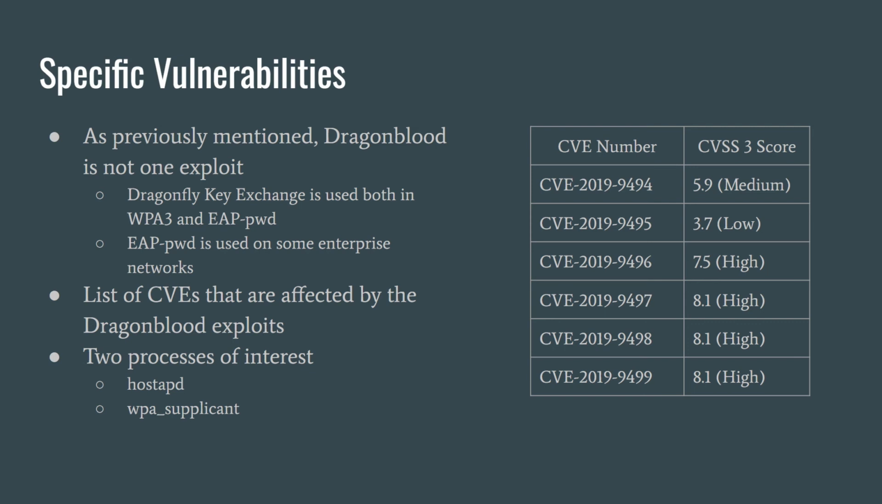And most of these exploits really focus on two processes, the host APD process and the WPA supplicant process. Host APD is a daemon for access point and authentication servers that is used in WPA3's authentication, and the WPA supplicant is a wireless supplicant that implements key negotiation with WPA authenticator and supports WPA3. In case you didn't know, wireless supplicants are the programs or processes that run on your computer or device that make login requests to wireless networks.